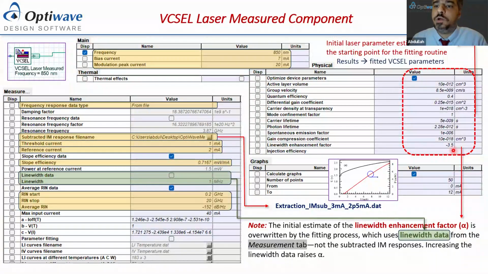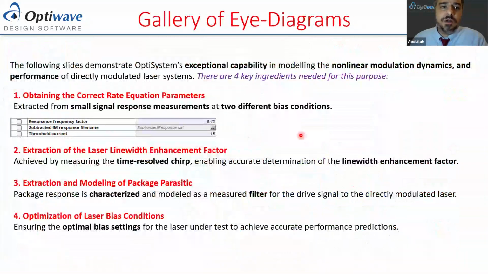So if you roughly know what your laser linewidth enhancement factor is, you can set it in, and then you can look at your measured linewidth and you can get an optimum number that you can use in your simulations. So from my experience, there are essentially 4 key ingredients that you could rely on that could be very beneficial for modeling lasers.